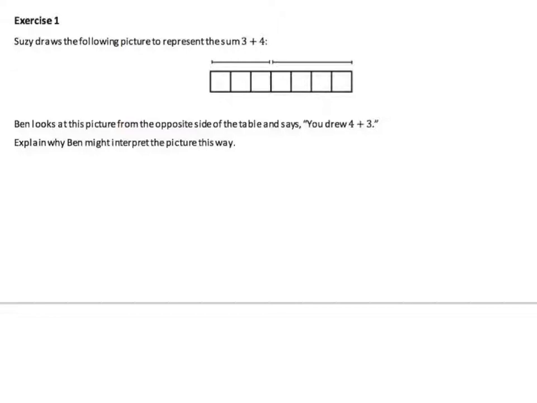So exercise 1. Susie draws the following picture to represent the sum 3 plus 4. What does that mean? Ben looks at this picture. Well, first we see Susie: I have 3 plus 4. Ben looks at this picture from the opposite side of the table and reads, you drew 4 plus 3. So Ben is over here, looking at it, and he sees 4 plus 3.